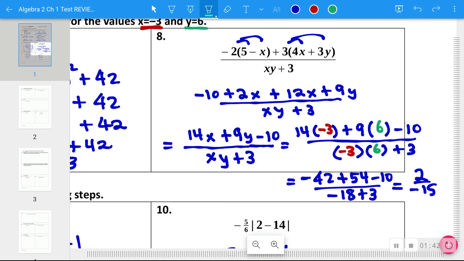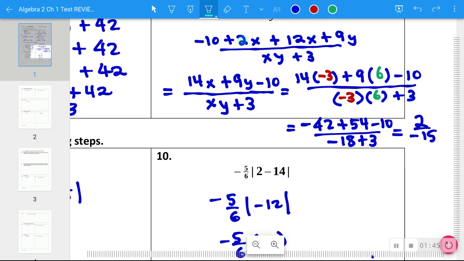On the next stage, we're going to collect our like terms, and the only ones we can combine are those 2x and 12x. That's where this 14x comes from. Next, I'm going to plug in the x value of -3. You can see I did that there and on the bottom. And then the y value, we're plugging in 6. So where it says y there and y there, you're going to put a 6.